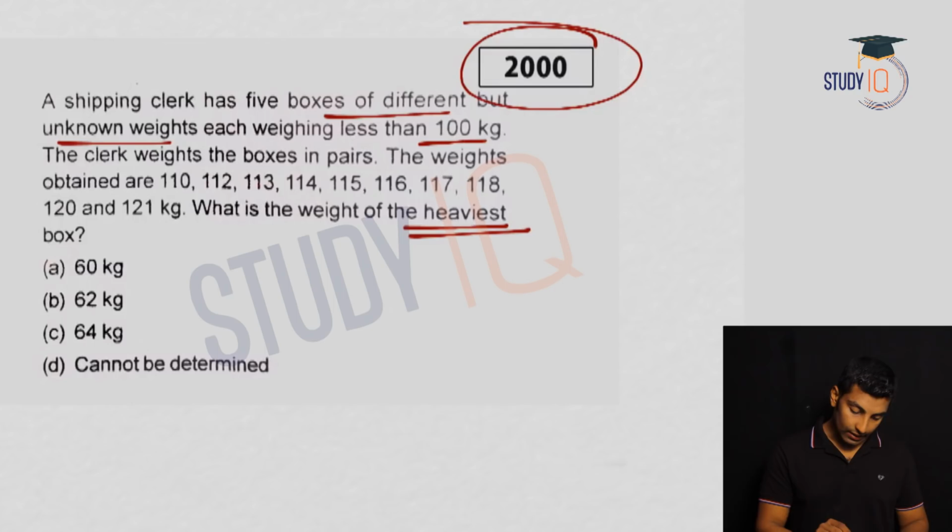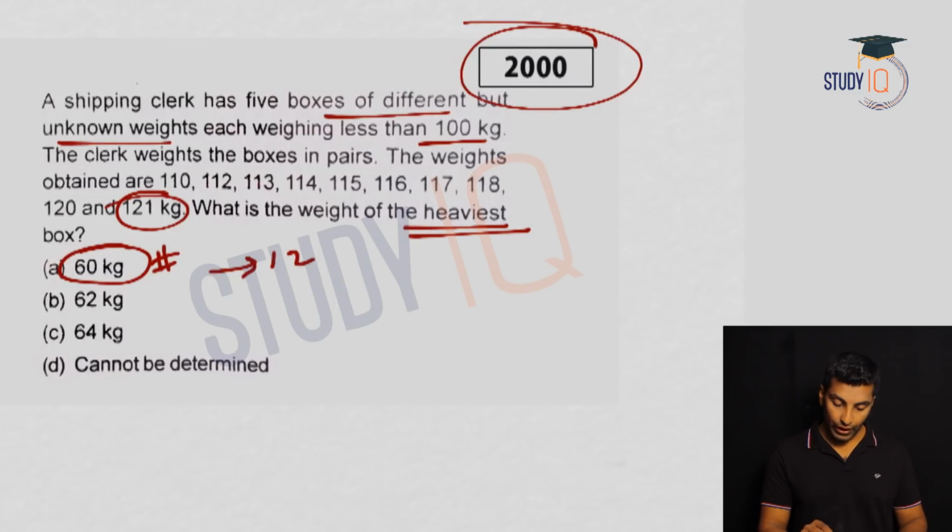Now let's look at the options. 60 is wrong. Why? Because if you need to get a total of 121, the other box has to be 61, and then that will be the heaviest. So 60 is wrong. Similarly, 64 is also wrong.